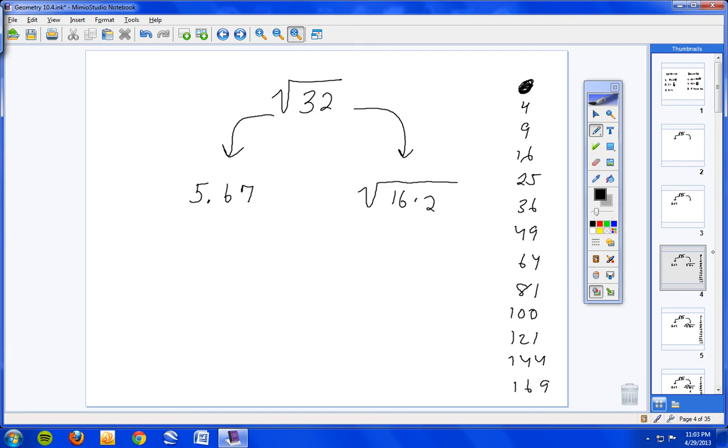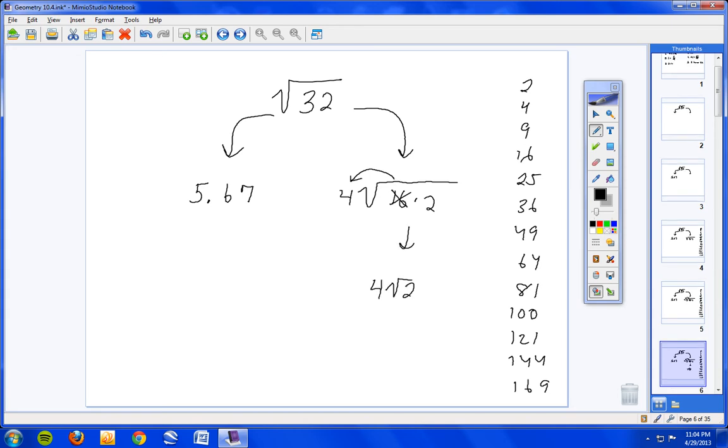So we know the square root of 16. Hold on one second. My computer is not working. There we go. You know the square root of 16 is 4, so you cross out the 16, put a 4 on the outside, and your final answer is 4 square root of 2.